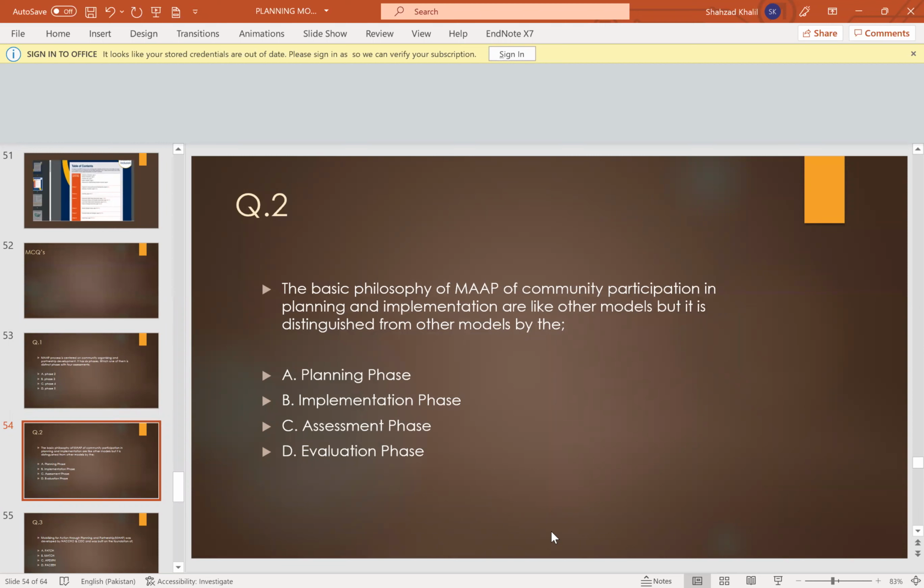The basic philosophy of MAP, community participation in planning and implementation, is like other models, but it is distinguished from other models by the planning phase, implementation phase, assessment phase, and evaluation phase. C is the correct answer, because the assessment phase is a hallmark of the MAP model.